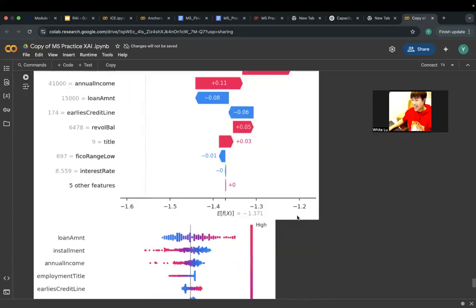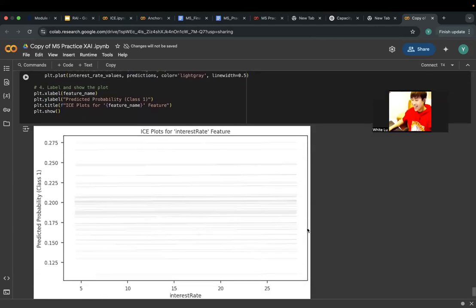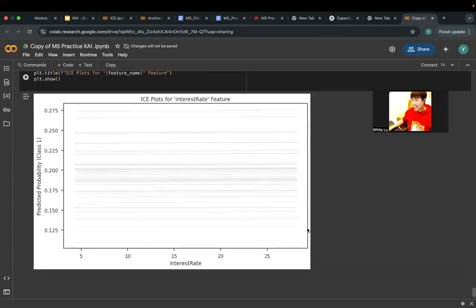Then we move to ICE plot. So we also use local explanation to understand predictions for individual cases. These are LIME and ICE plot. They explain for a specific loan which features push the risk prediction up or down. For example, for one applicant, LIME might show that high installment amount was the main reason for higher default risk. These explanations help us answer questions like why did this applicant get flagged? This is very useful when we need to explain decisions to customers or regulators.